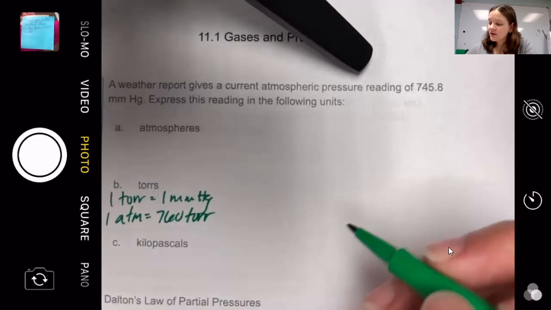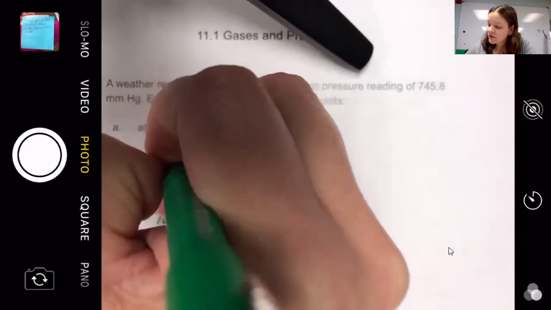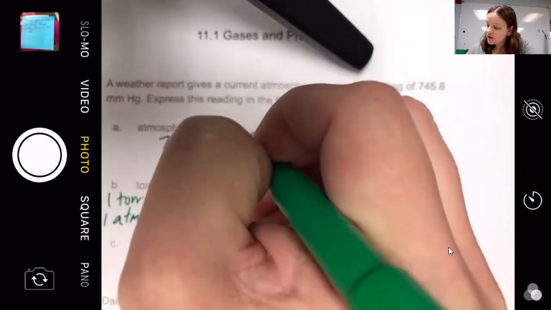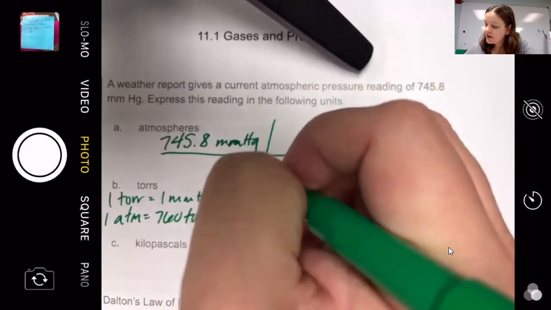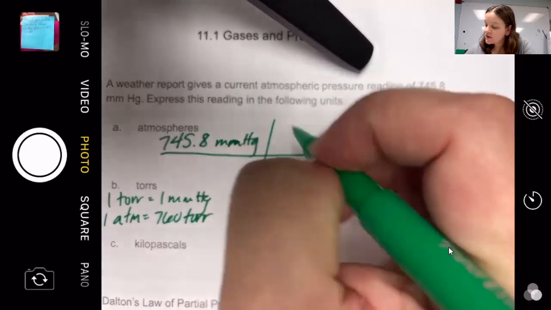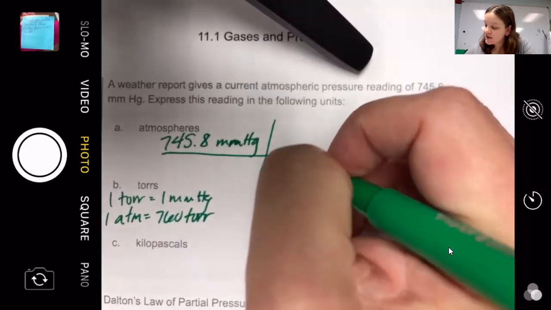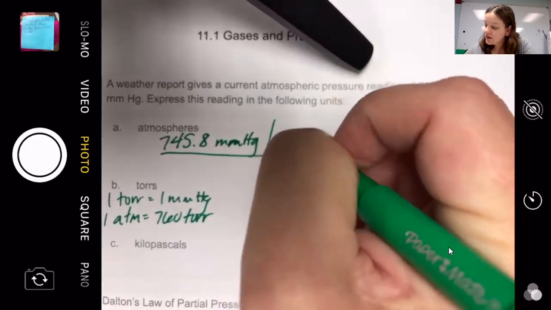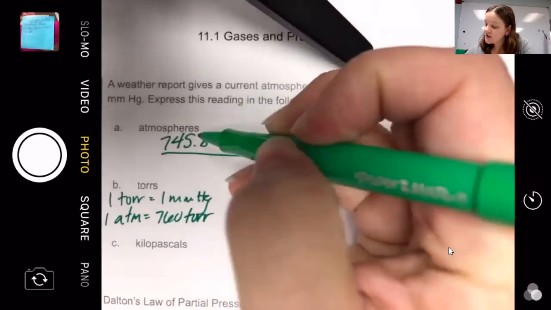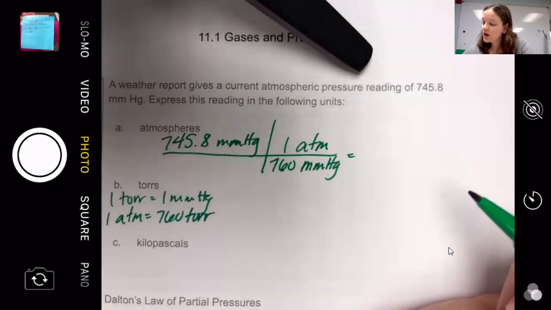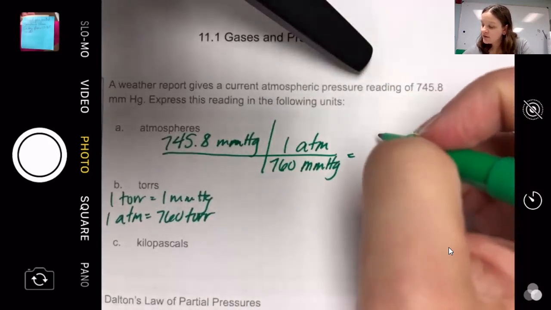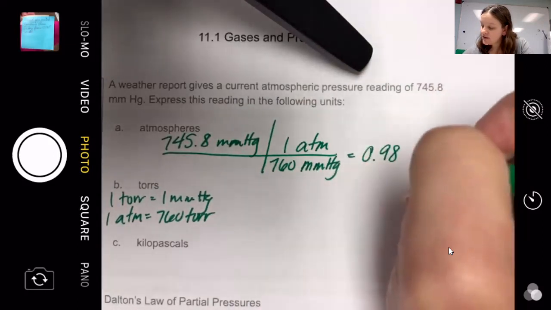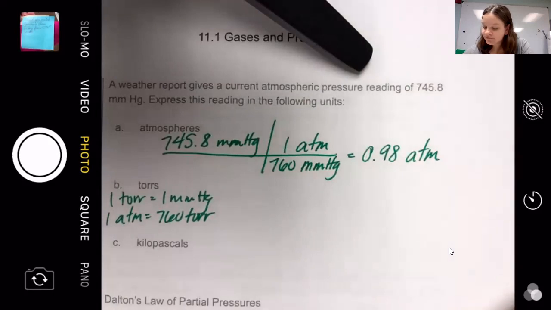So I'm going to work them real quickly. 745.8 millimeters of mercury. We're going to atmospheres, and there are 760 millimeters of mercury in 1 atmosphere. So I should get something that is just under 1. And in fact, 0.98 atmospheres.